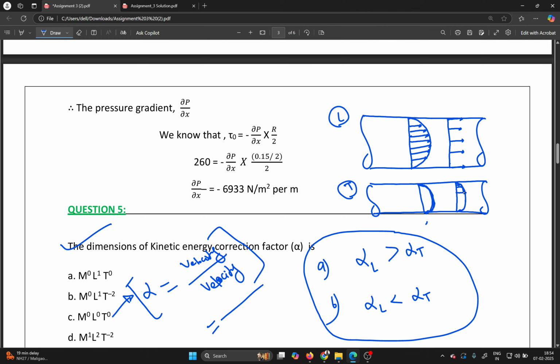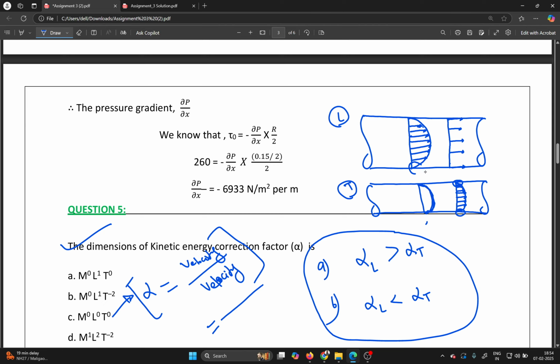Otherwise, throughout the channel, your velocity is almost the same, but near the wall your velocity is varying. In case of laminar flow, your velocity is varying throughout the channel. You can just see here, here is more, here is more, here is more.